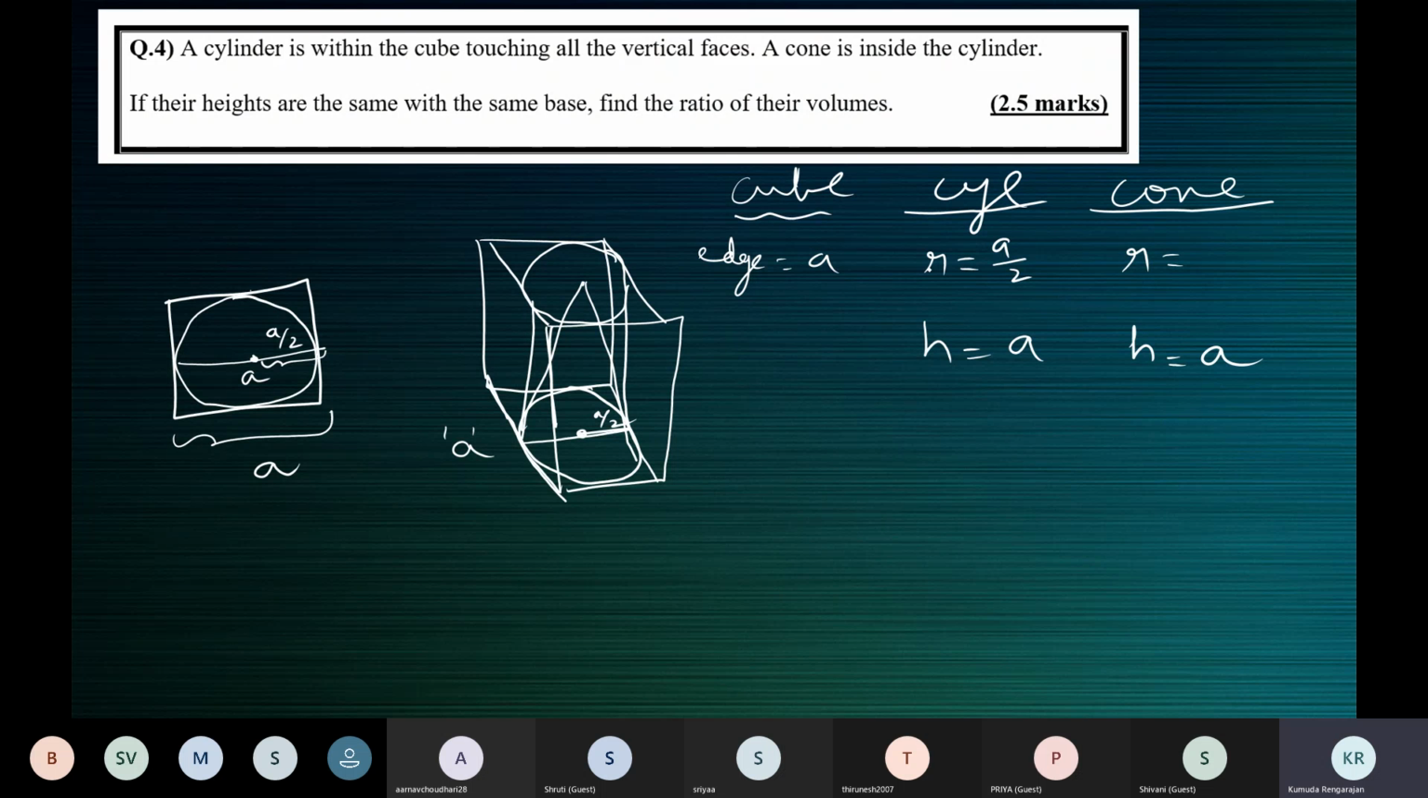What was the radius of the cone? A by 2. Diameter is A, radius A by 2 for both cylinder and cone. Height of the cube equal to height of cylinder equal to height of cone: A.